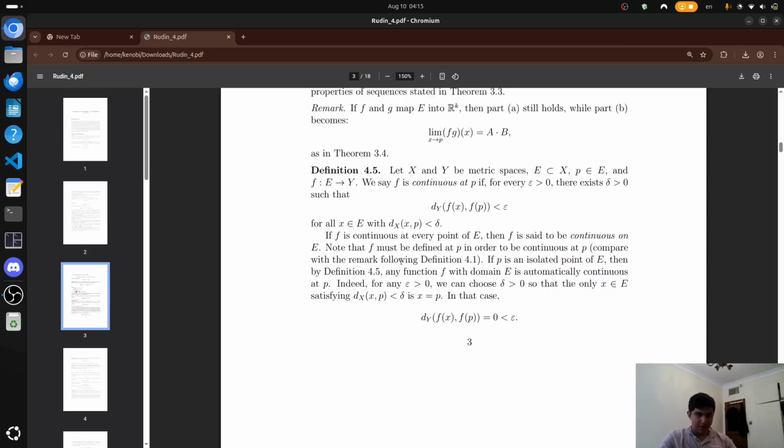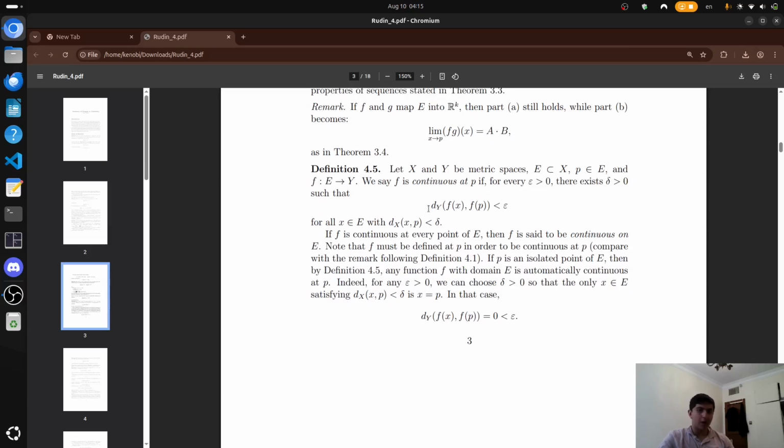Now, this is really important. Now we're going to talk about continuity. Let X and Y be metric spaces, E in X, p in E, and f goes from E to Y. We say f is continuous at p if for every epsilon greater than 0 there exists delta greater than 0, such that d_Y(f(x), f(p)) is less than epsilon for all x in E with d_X(x, p) less than delta.